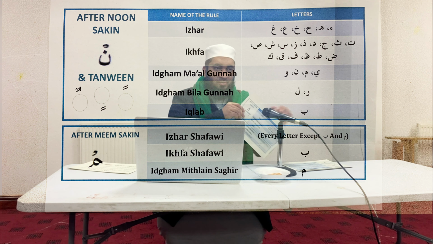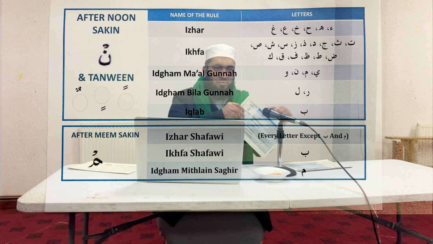Izhar is any letter other than ba and mim. So after a mim sakin, if any letter comes other than ba and mim, you read it clearly: Alam tara, alam nashrah laka, am ja'alu, tam tarun. All these have a mim sakin followed by a letter other than ba and mim. If it is ba, then it's ikhfa shafawi, and we make gunna. Example: hum bil akhirah. When you say hum, mim sakin followed by a ba, we say hum bil akhirah. Wa ma hum bi mu'minin.